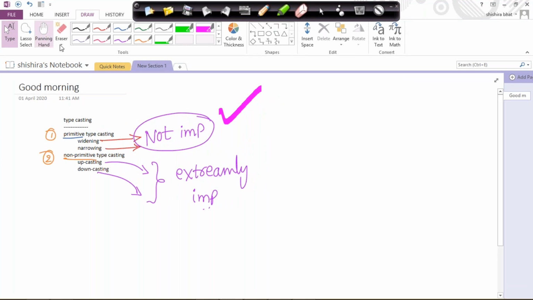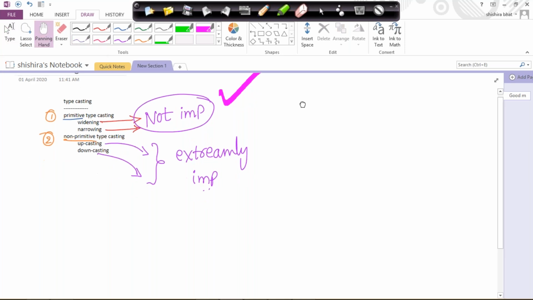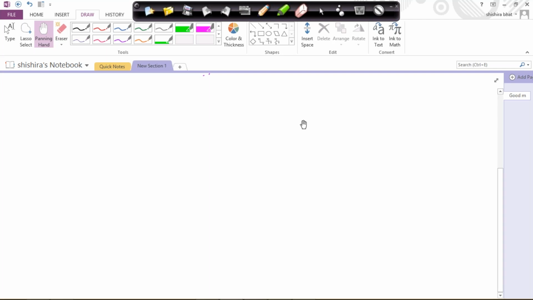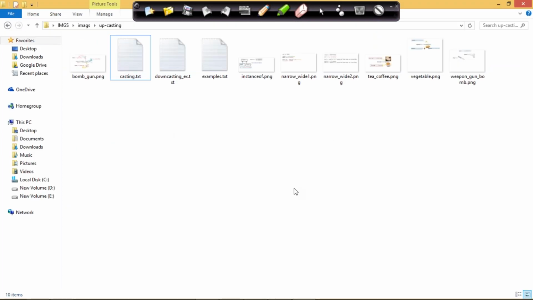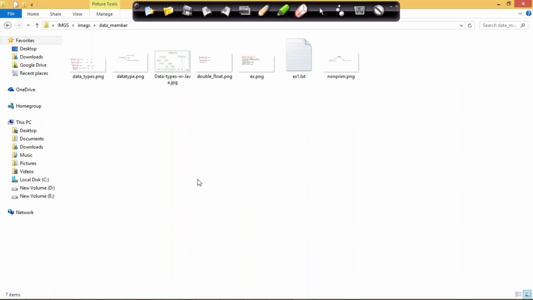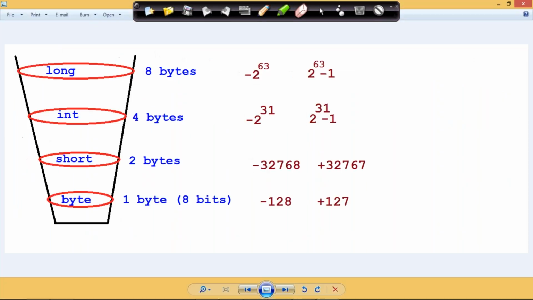So now I have purposefully paused the video, so you will be able to see only my bigger screen now, right? So let me open some diagrams that I have here with me. Please observe this.